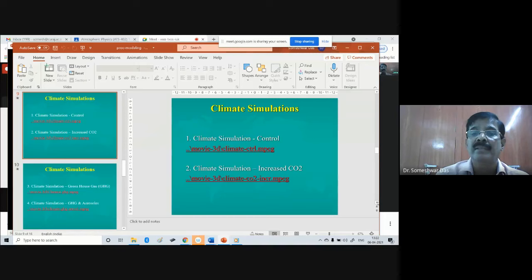Okay, climate simulations of controlled climate, in which we are not going to introduce any additional things. In the experiment in which we introduce the carbon dioxide, suppose if we increase the carbon dioxide level in the atmosphere, how the climate will respond to it, that I will show you in the next two simulations.